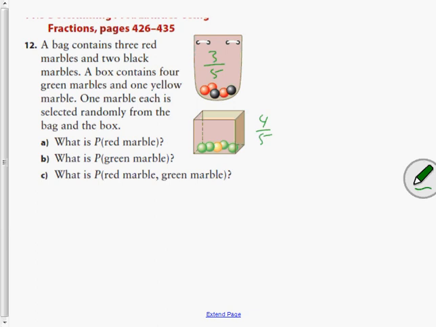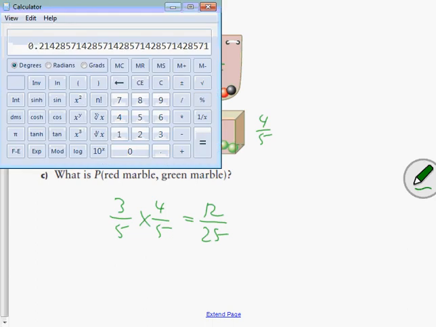But the second question says, what's the probability of both a red marble being drawn and a green marble being drawn? And for this, we need to use the product of our independent events. We would then realize that it's 12 chances out of 25 to do that, which is less than 50%. 12 divided by 25 is 0.48, which is 48%.